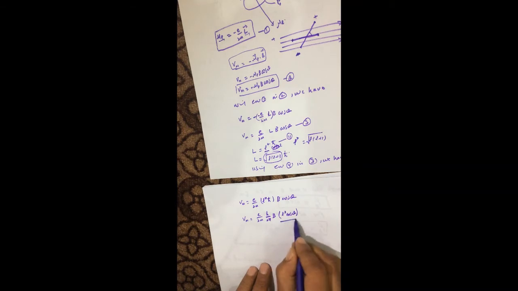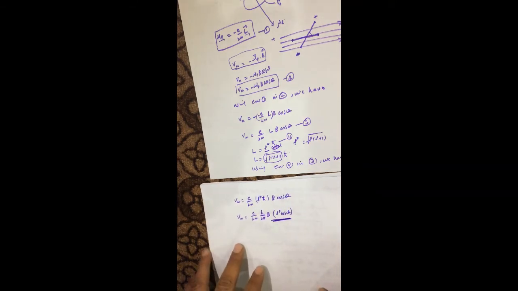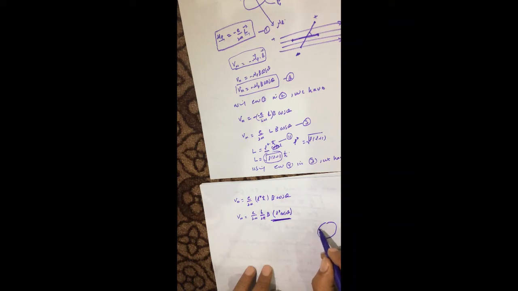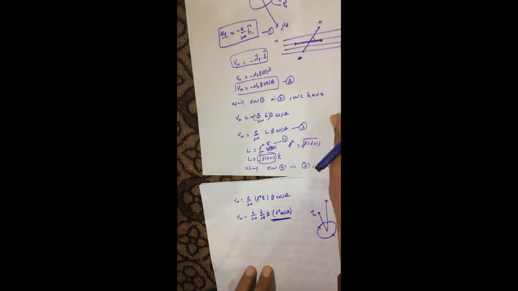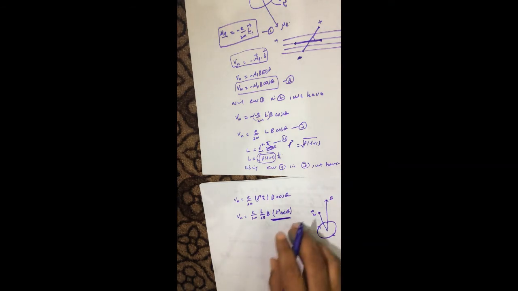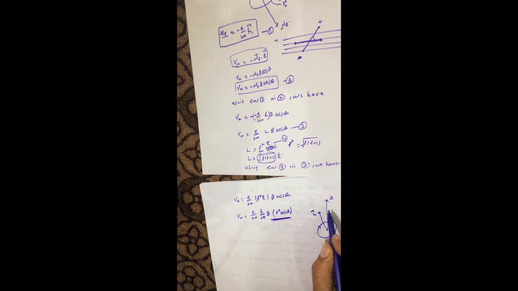Now we will calculate the value of this quantity. According to Larmor's theorem, suppose this is an electron moving in an anti-clockwise way, and this is the value of L, the orbital angular momentum, and here we have the external magnetic field B in this figure. Then according to Larmor's theorem, this L precesses around B like this. This is theta.